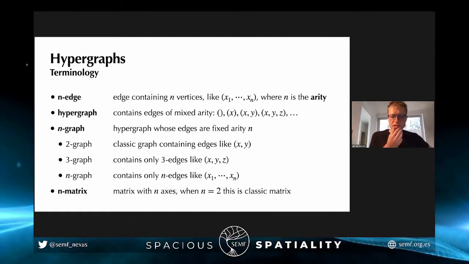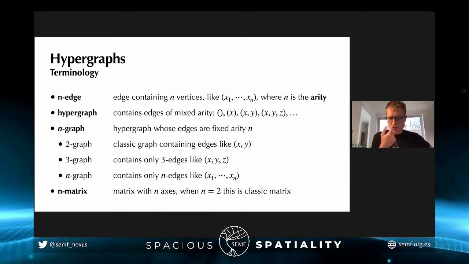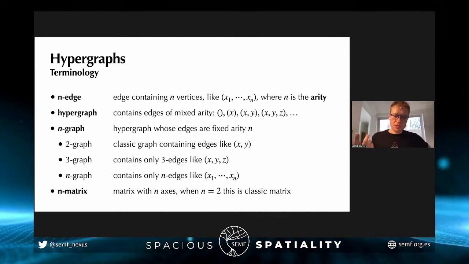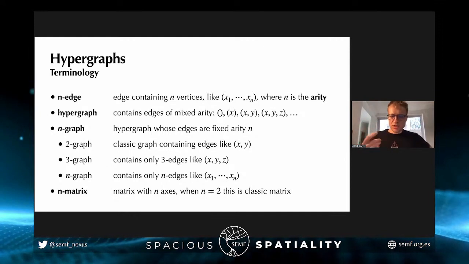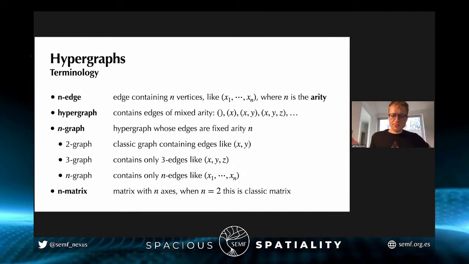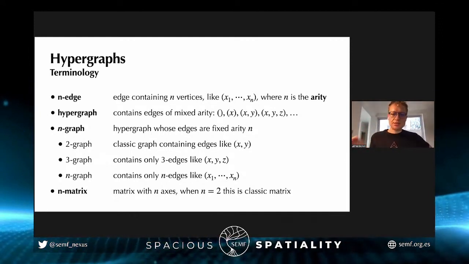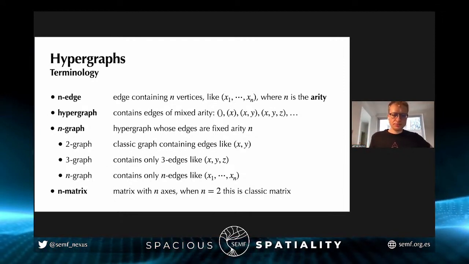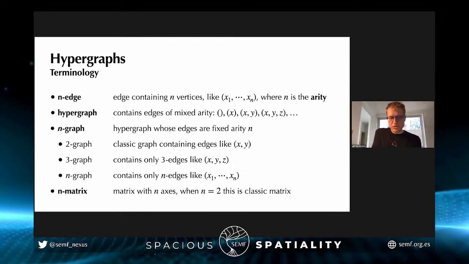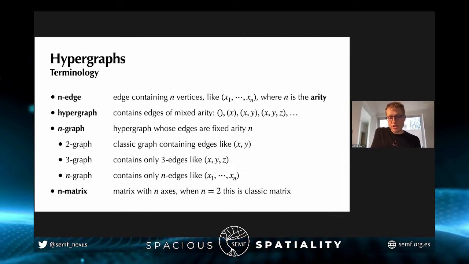Now the corresponding adjacency matrices have a matching terminology. An N matrix is a generalization of a matrix in which there are N distinct axes. When N is two, that's a classic matrix. And of course, an N matrix is the adjacency matrix of an N graph.